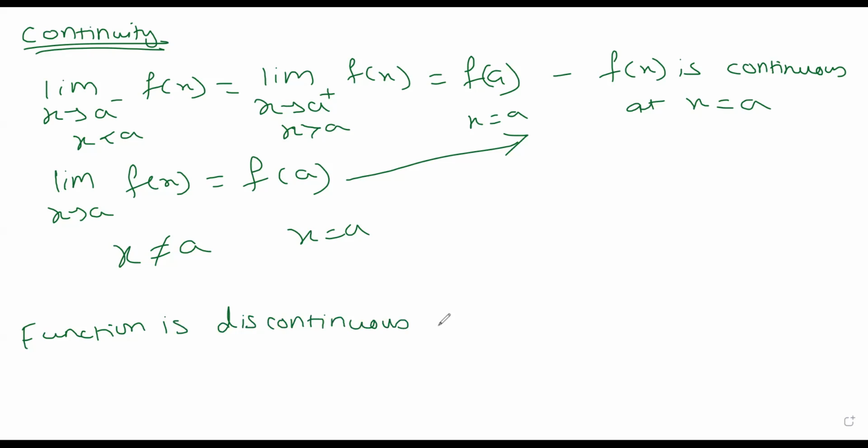Discontinuous at x is equal to a. Discontinuity is of two types basically, removable and irremovable.